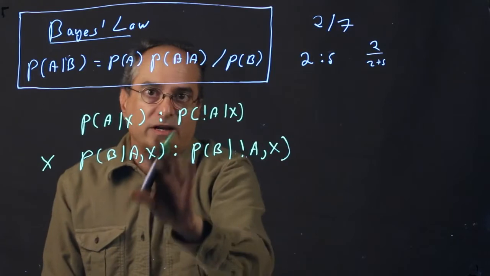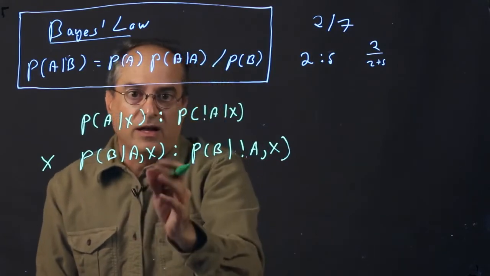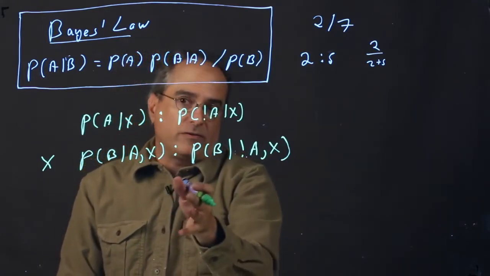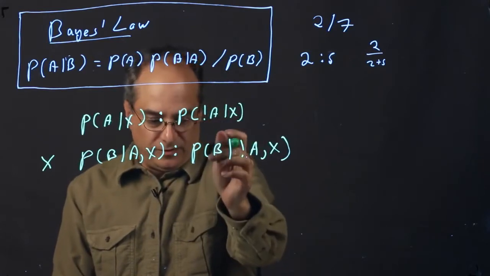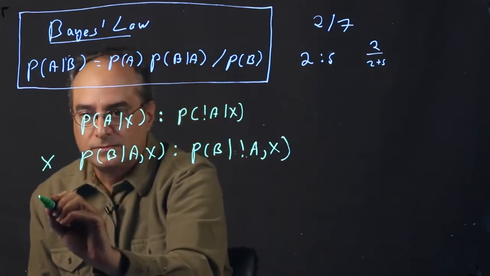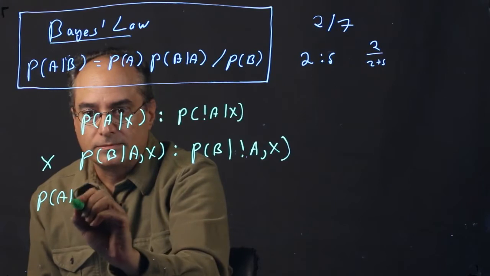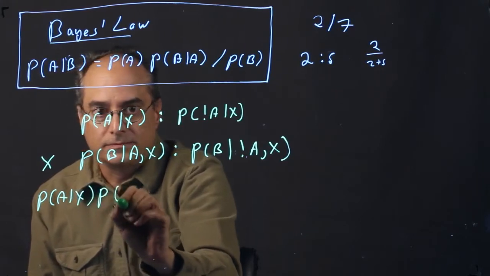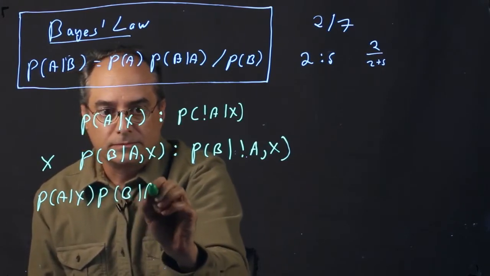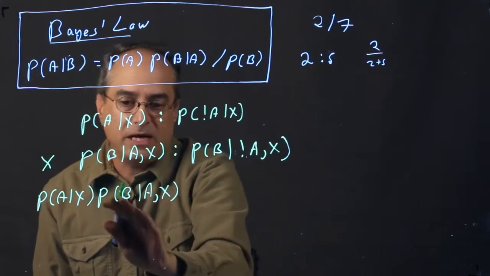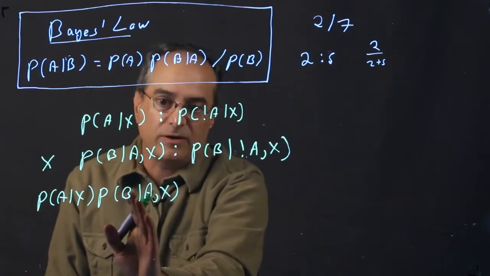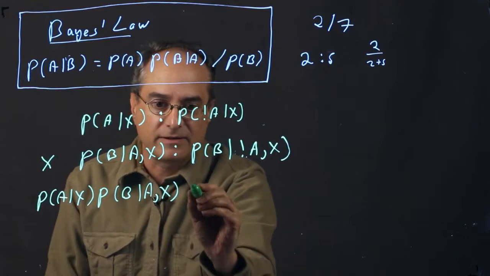So you can see these are the conditional statements like in Bayes' law. We multiply odds just like we do fractions. This times this and this times this. So let's go ahead and write that down. And then P(B given A and X) is how likely is B given that we know both the facts A and X.